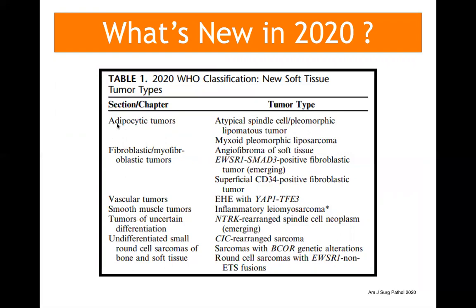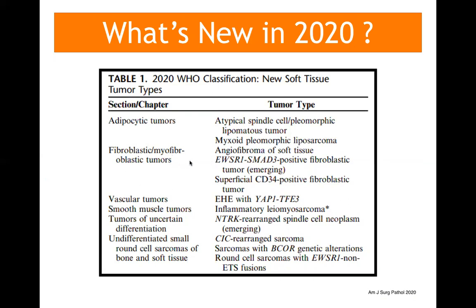One of them is the atypical spindle cell pleomorphic lipomatous tumor. So if atypical lipomatous tumors, that is your well differentiated liposarcomas, have spindle cells and pleomorphic cells also, you call it atypical spindle cell pleomorphic lipomatous tumor. And these tumors are separated from the atypical lipomatous tumor because they do not show MDM2 amplification. So MDM2 positivity will not be seen in cases of atypical spindle cell pleomorphic lipomatous tumor. Then there is a variant which is myxoid pleomorphic liposarcoma. So you have pleomorphic areas, you have myxoid areas, and then you call it a myxoid pleomorphic liposarcoma.